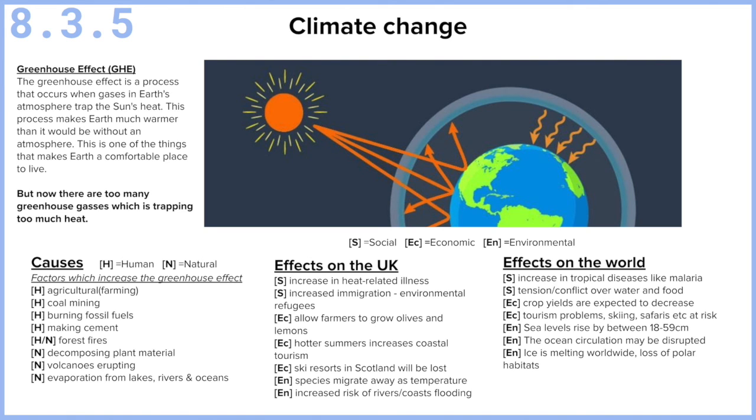There's going to be increased tension and conflict as water and food become more scarce in these areas because of the increasing temperatures, meaning that food production, growing crops, becomes harder. Crop yields are expected to decrease because of the impact of a lack of water and increased temperature. It's not what these crops are used to growing in. Tourism problems, areas that rely on skiing might not have any snow anymore or less snow. Safaris, animals not enjoying the increased heat or the vegetation changing, which means that people can't make as much money from this, are at risk from climate change.